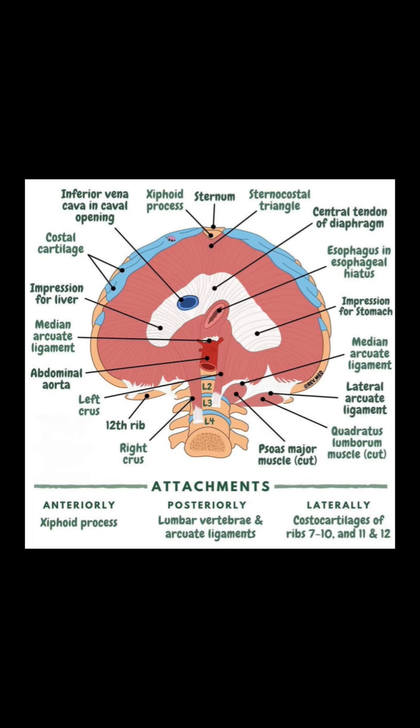So what connects these two muscular legs? That's the job of the median arcuate ligament. It basically forms this fibrous bridge that stretches between the two crura. And in doing so, it creates this perfect archway right in front of the spine. An archway that protects one of the most important blood vessels in your entire body.